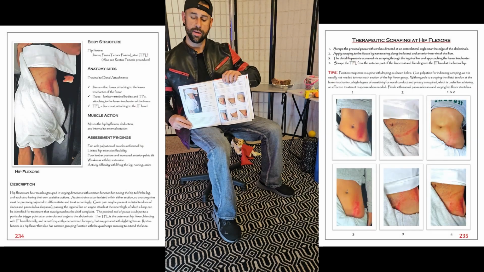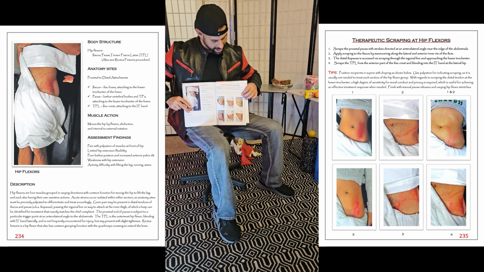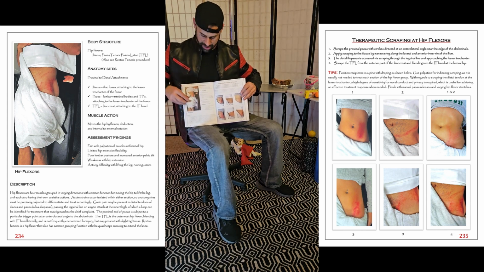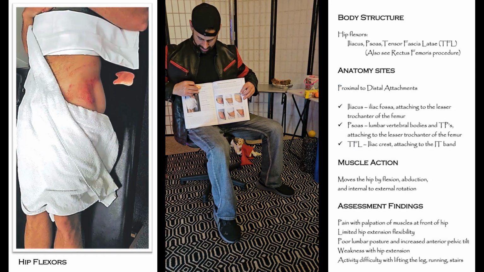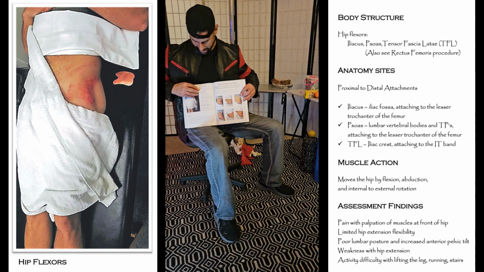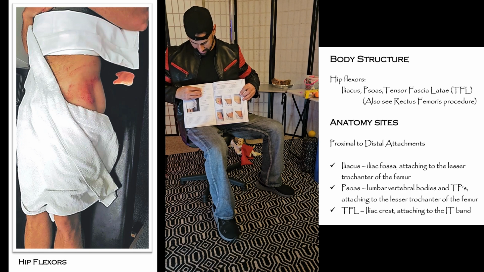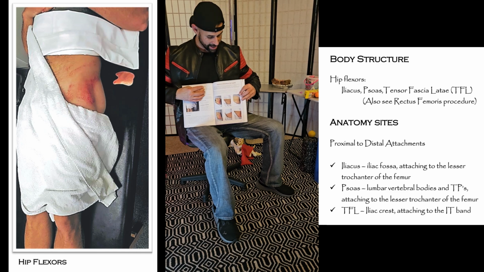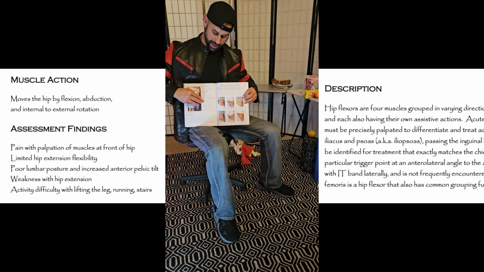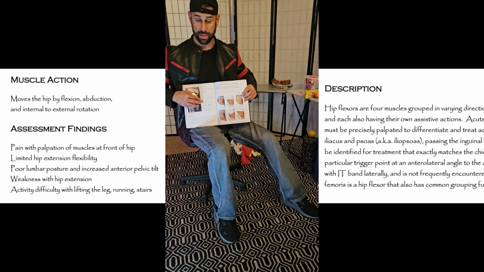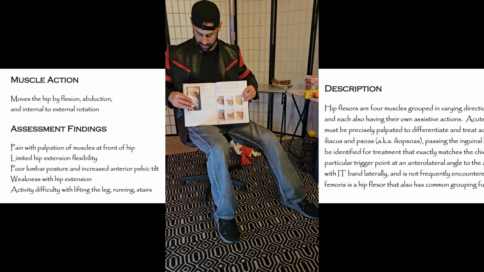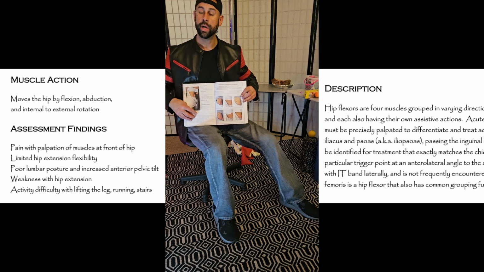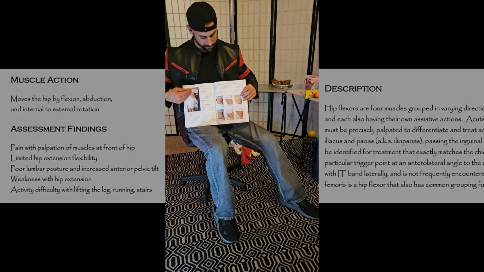Upon reaching 234, I have the objective information for the hip flexors listed as iliacus, the psoas, even the tensor fasciae latae. This provides the objective information of anatomical references and muscle actions and gives a description of assessment and overall injury syndromes that are associated with hip flexors.